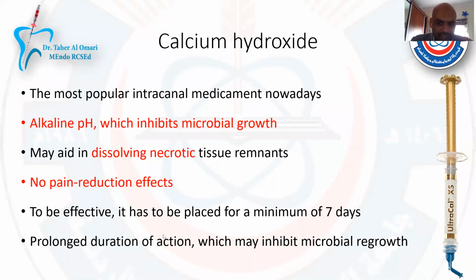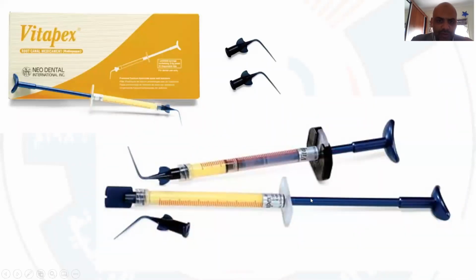It is also effective if it is placed for a minimum of 7 days. So if we place it for 2 days, it has no effect. Also, it has a prolonged effect. So it can inhibit the microbes as long as it is used in the root canal. However, overusing this material, I mean by overusing, placing this material for more than 1 month, could weaken the tooth structure.